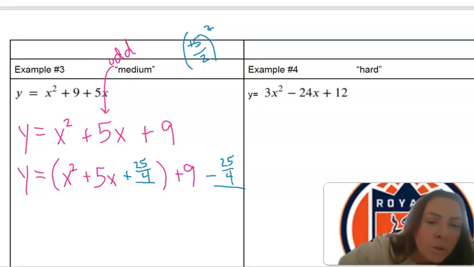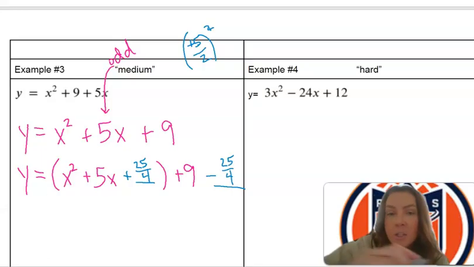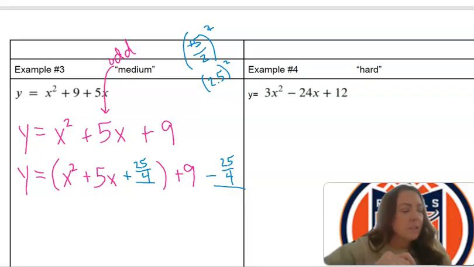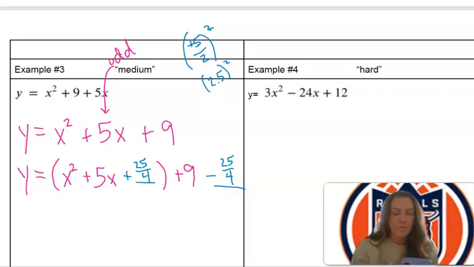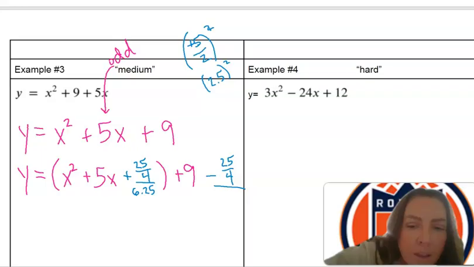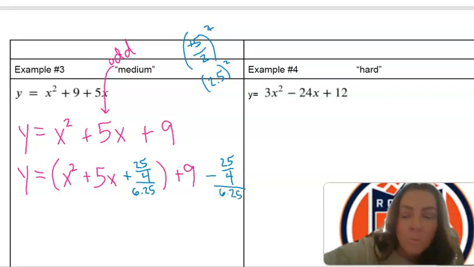Now, if you don't like fractions, you can change this to a decimal. So 5 divided by 2 is 2.5. And if we square that, we get, let's do 2.5 times 2.5 is 6.25. So I'm going to write that underneath. Okay, and I really am okay with either one.